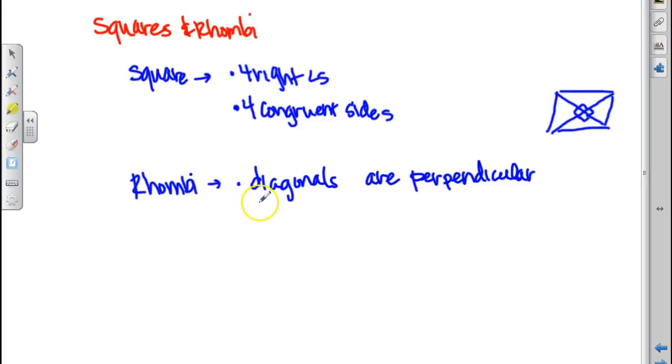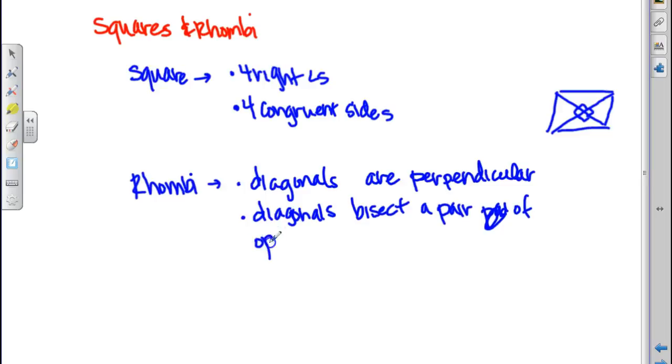All right, and then also diagonals bisect opposite angles. The diagonals bisect a pair of opposite angles. All right, so that means this diagonal cuts this angle into 2 congruent pieces. Same here, same here, same here. All right, so those are the special things about the rhombus.